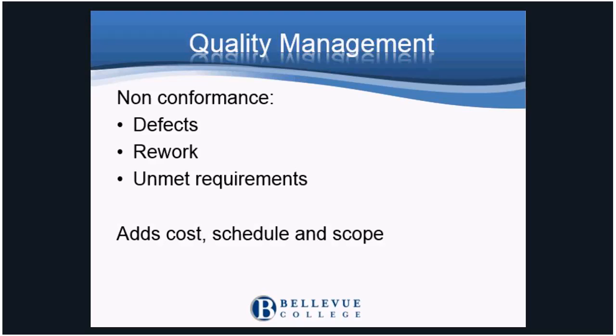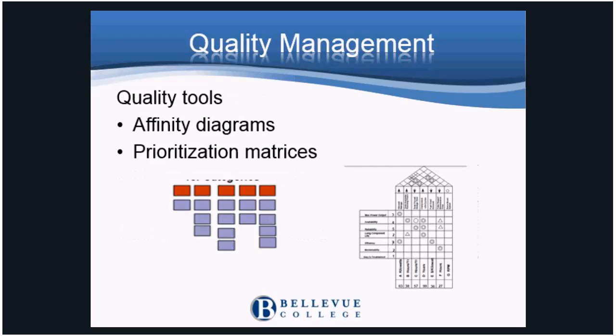This could be where the requirements were captured at the beginning and then were not tracked, or there was a plan to monitor and it still missed the mark and additional work would have to be performed to get the customer what they wanted. Any of these types of nonconformance, mistakes and defects, rework to correct mistakes, or not meeting the customer requirements would add to the cost, schedule, and scope. To help identify and analyze the relationship between what the customer wants and what the project delivers, we can use an affinity diagram or a prioritization matrix.